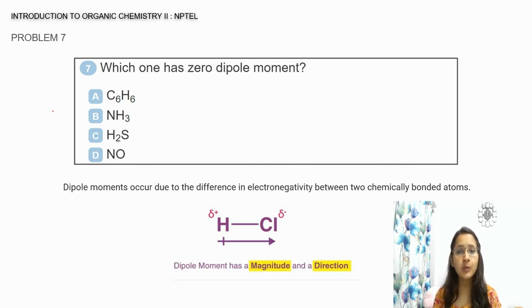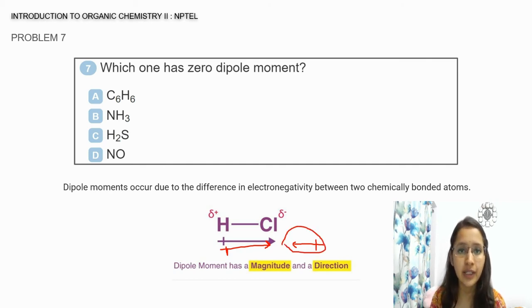Dipole moment is itself a vector quantity. What is meant by a vector quantity? It has a magnitude and a direction, right? The dipole moment is directed towards the chlorine atom as it is much more electronegative than hydrogen. So the dipole moment will be facing towards this, right? We can say it has a dipole moment because it doesn't have a vector of equal magnitude and opposite direction which cancels it, right? If we have this in a system, then the dipole moment is zero.